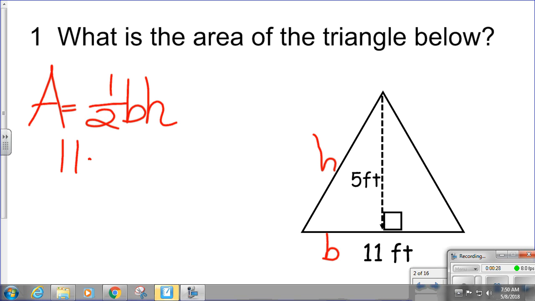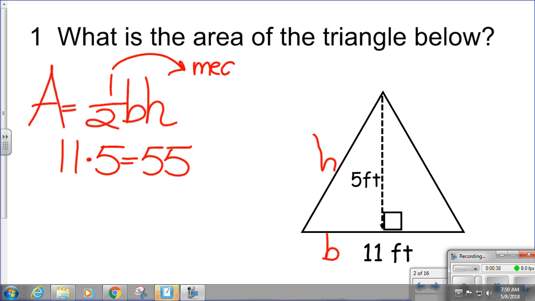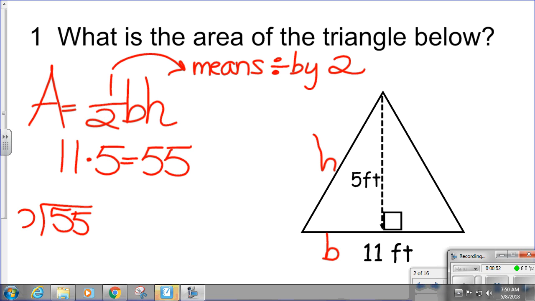So I'm going to do 11 times 5, which is 55. And 1/2 in any formula means to divide by 2. Remember, everything that I am writing, you should be writing. So I need to divide 55 by 2. 2 goes into 5 twice. 2 goes into 15 7 times.